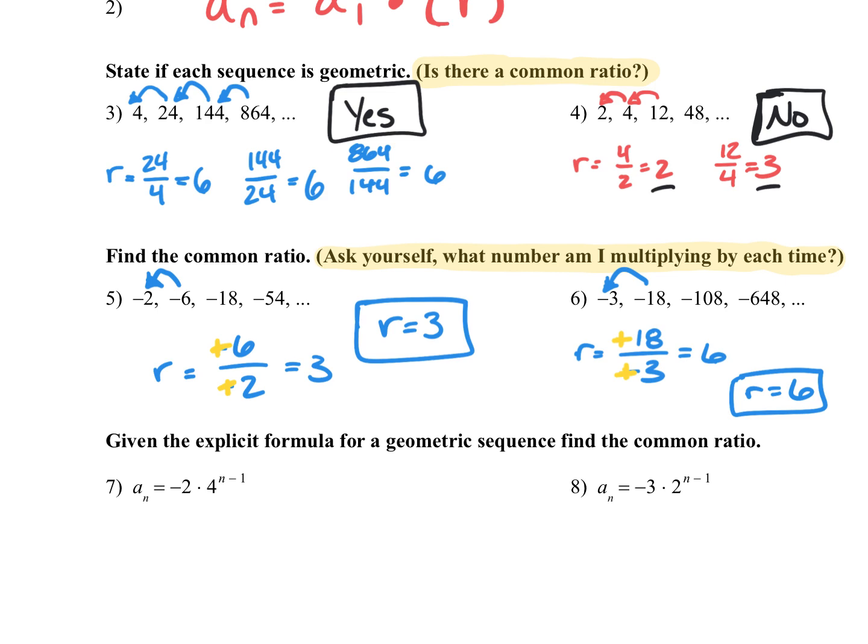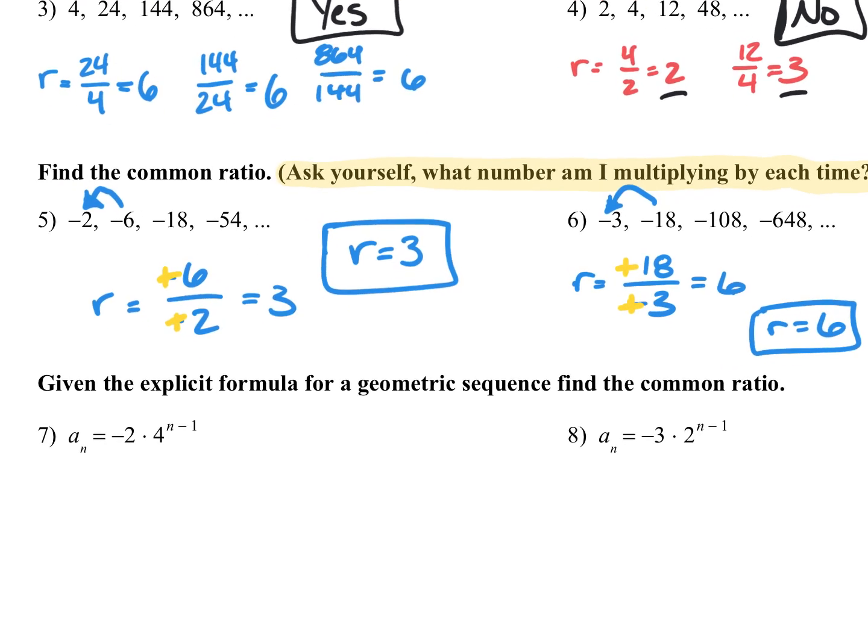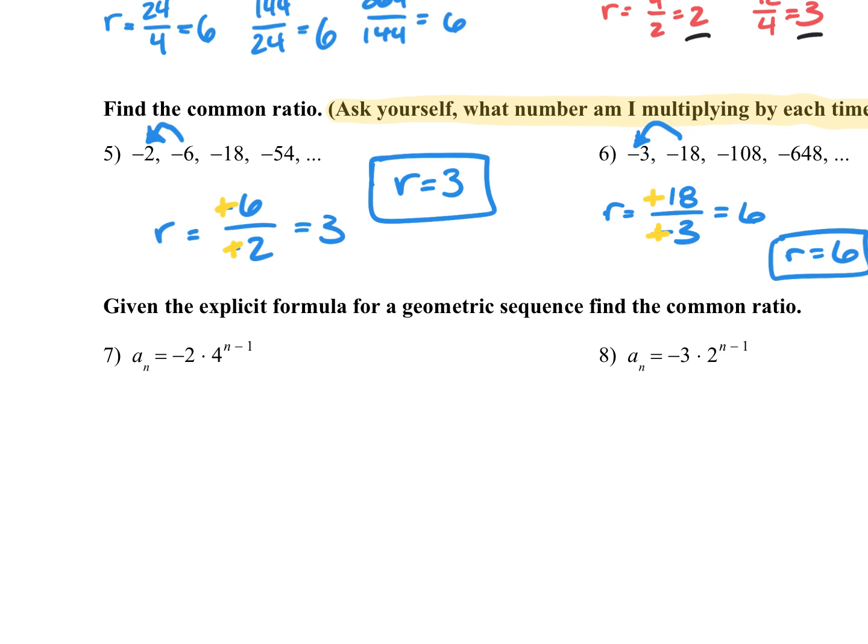Okay. All right. Let's look at 7 and 8. Again, they're asking you to find the common ratio given the geometric sequence. Well, here's all I'm going to write down on here. Remember, the formula was a sub n equals a1 times r to the n minus 1. There's nothing you can do to reduce that because of the exponent. So each time you're asked to find your r, it is simply the number that is raised to the n minus 1. So what is the r value in number 7?